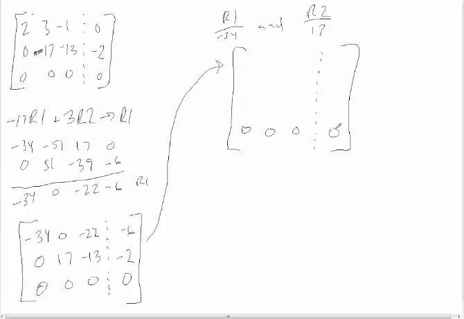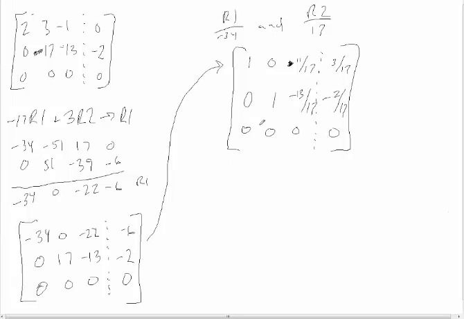So the third row is all zeros. First row I got 1, 0, negative 11 seventeenths. So negative 22 over negative 34 is positive 11 seventeenths. Excuse me. And 6 34ths is 3 seventeenths. And in the second row, dividing by 17, I'll get 1, negative 13 seventeenths, and negative 2 seventeenths.